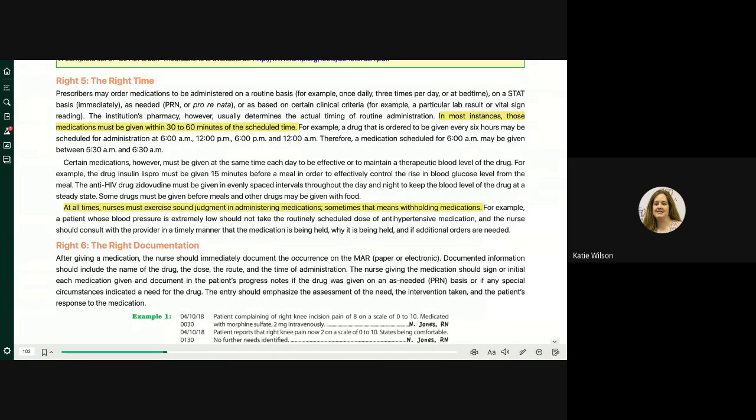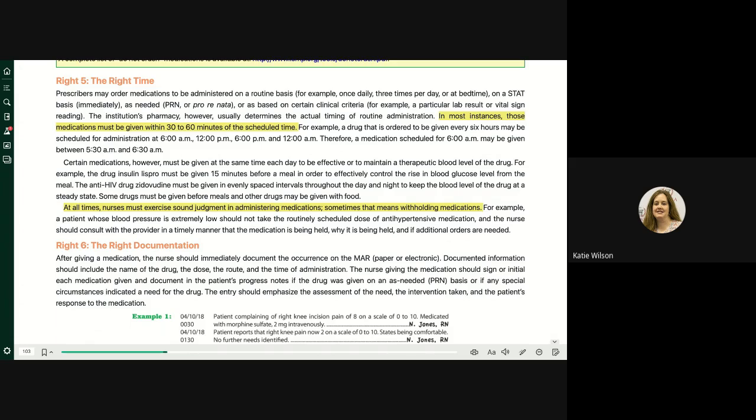And of course, you need to use your judgment in administering medications, and sometimes that will mean withholding medications. So for example, if you're supposed to give your patient a blood pressure medication and their blood pressure reading is really low, then you're not going to give that medication, because then you're going to bottom them out and they could have an adverse reaction or code, possibly worst case scenario. So there are instances where we would use our nursing judgment to potentially withhold medications or make sure it's safe for us to give that to them.